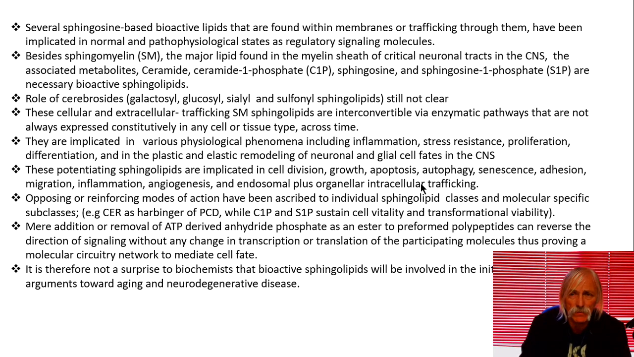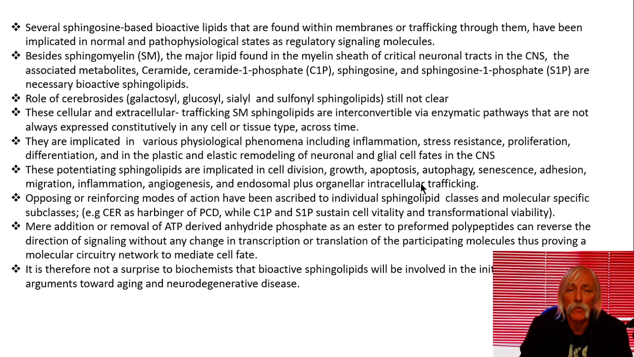trafficking rafts. Opposing or reinforcing modes of action have been ascribed to individual sphingolipid classes and molecular specific subclasses. For example, ceramide is a harbinger of programmed cell death in the general sense, whereas ceramide 1-phosphate and sphingosine 1-phosphate sustain cell vitality and transformational viability, meaning they can actually induce the dreaded tumorigenesis. So you see, you're playing a game here. It's actually similar when you think about phosphatidylcholine versus diacylglycerol, or phosphatidic acid and diacylglycerol. But those are glycerol-linked lipids, and we're not talking about those today.